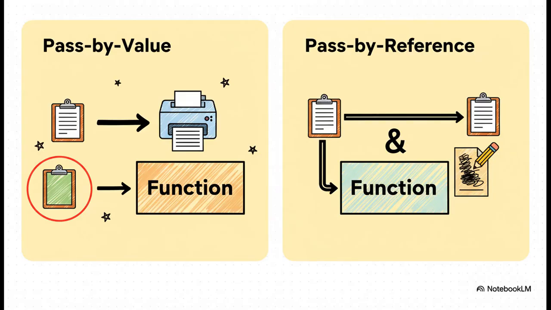Now this next bit is super important to understand. By default, when you give a variable to a function, PHP sends a copy. This is called pass-by-value, and it's a safety thing, right? It means the function can't accidentally mess up your original data. But what if you want it to? Well, then you can pass it by reference by just adding that little ampersand symbol. That gives the function a direct line to the original variable, letting it make changes.